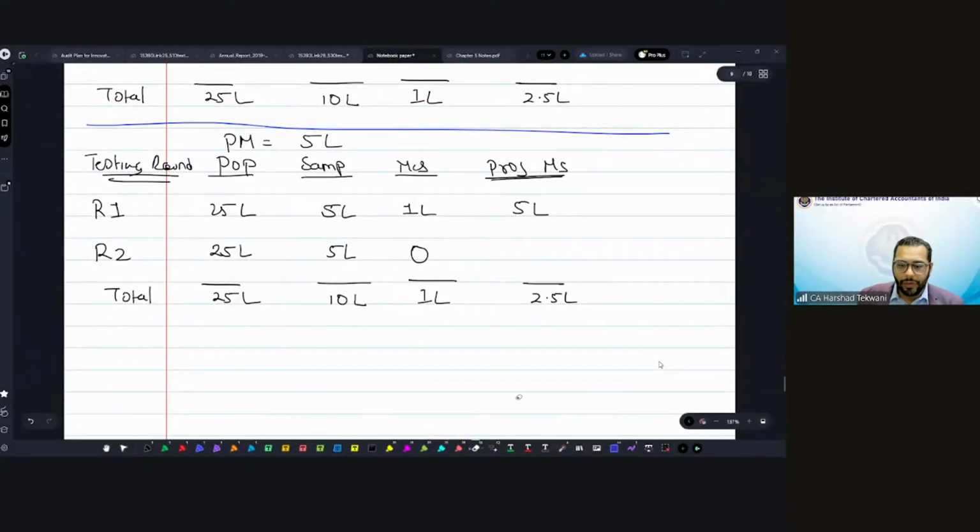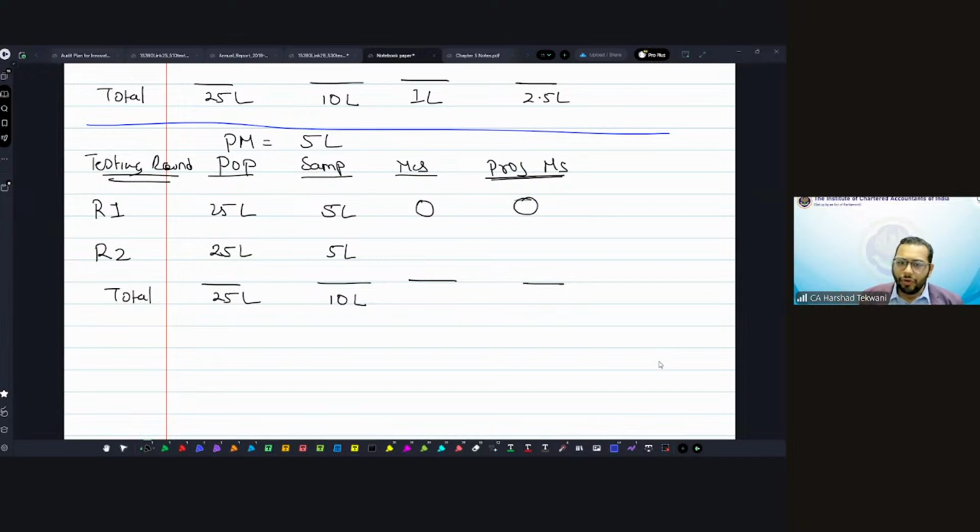So the separate scenario is, let's say, population 5, sample 5. Now I'll change the misstatement and the projected misstatement. Let's say in the first 5 lakhs, when I tested, the misstatement was 0. So what do you project? 5 lakh, 0. The final projected misstatement will be 0. Are you getting it? So I thought, okay, there is no misstatement at all. Everything is fine. But I thought, no, let's go for round two.